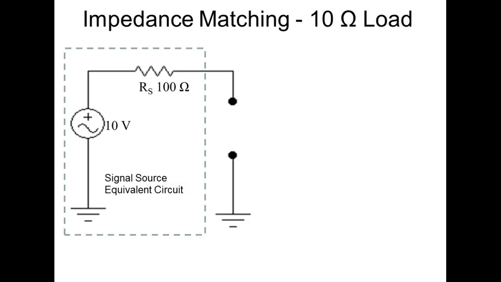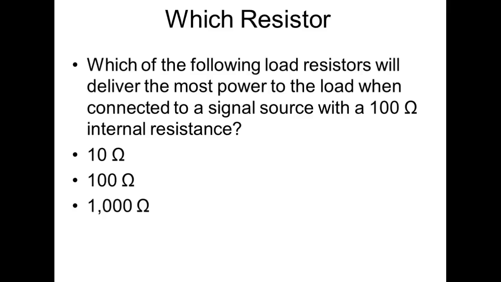I'm going to load it down with a 10 ohm. I'm going to load it down with a 100 ohm. And I'm going to load it down with a 1000 ohm. Which one do you think will provide the most power to the load? So I'm going to make my load equal to 10 ohms, 100 ohms, 1000 ohms. Which one of those do you think will give me the most power to the load?